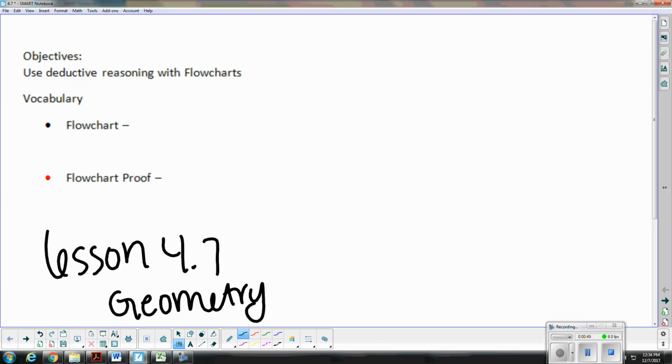flowcharts. So you may have used these in other classes to organize your thoughts, but just to define a flowchart, and you'll recognize it a little bit when you see it, as you can see on your note sheet too. A flowchart is any kind of visual way to organize all the steps in a complicated procedure in the proper order.